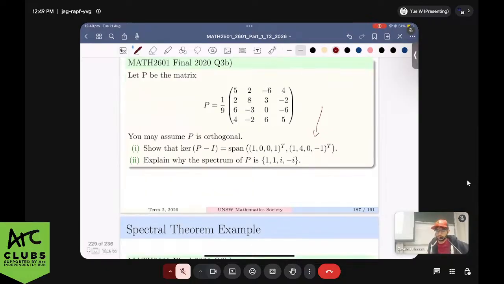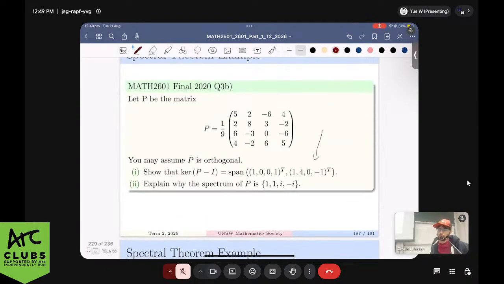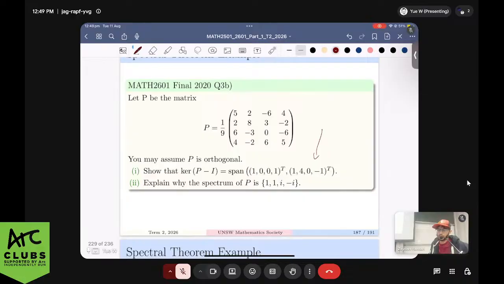So we will conveniently skip that one. But then for part 2, explain why the spectrum of P is this. Spectrum, by the way, is just the set of all eigenvalues, or multi-set of all eigenvalues. So why is this the case?